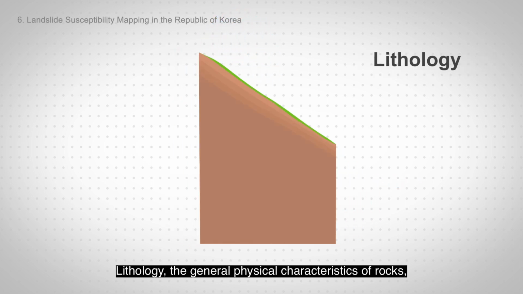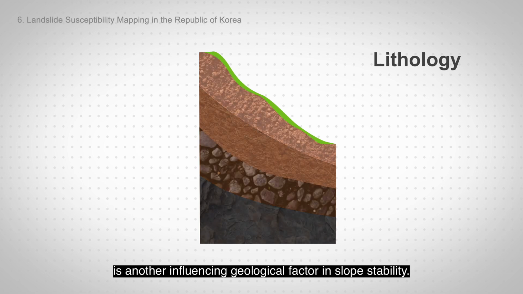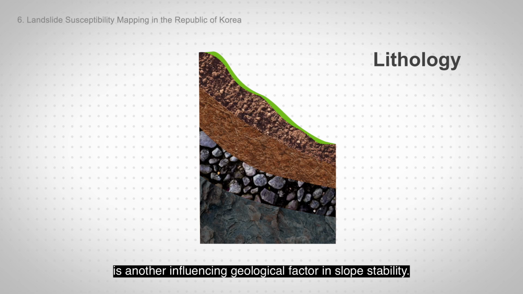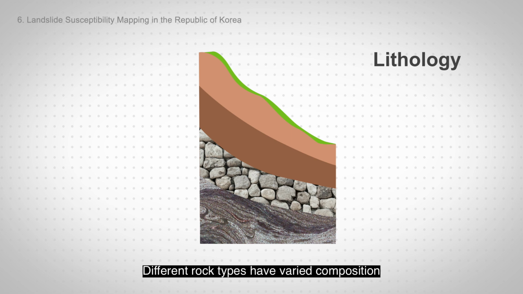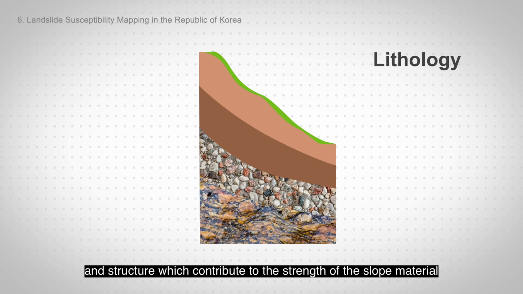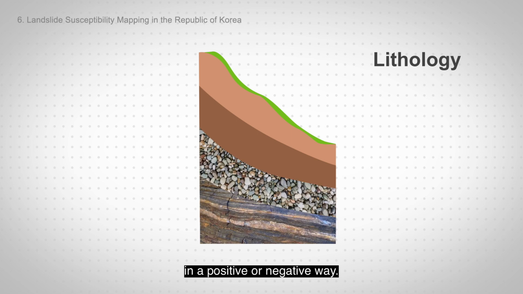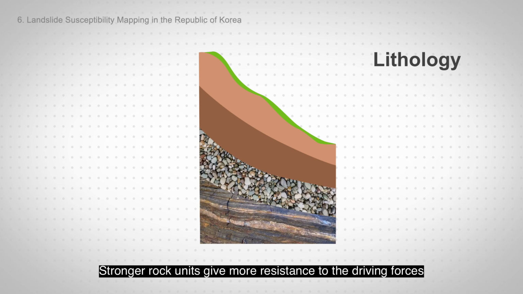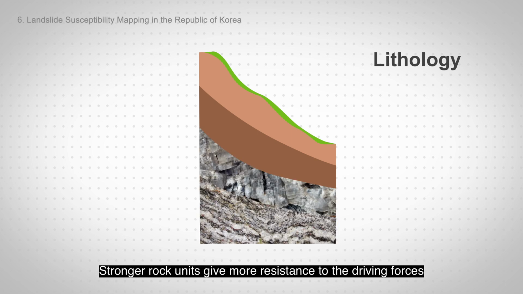Lithology, the general physical characteristics of rocks, is another influencing geological factor in slope stability. Each bedrock material has different shear strength and permeability characteristics. Different rock types have varied composition and structure, which contribute to the strength of the slope material in a positive or negative way. Stronger rock units give more resistance to the driving forces as compared to softer or weaker rocks.